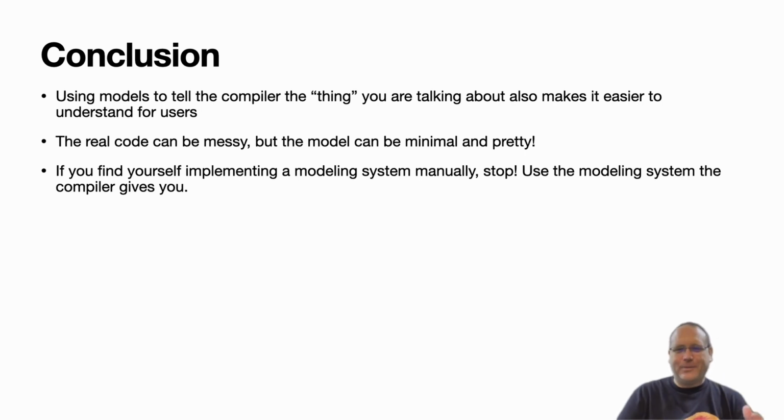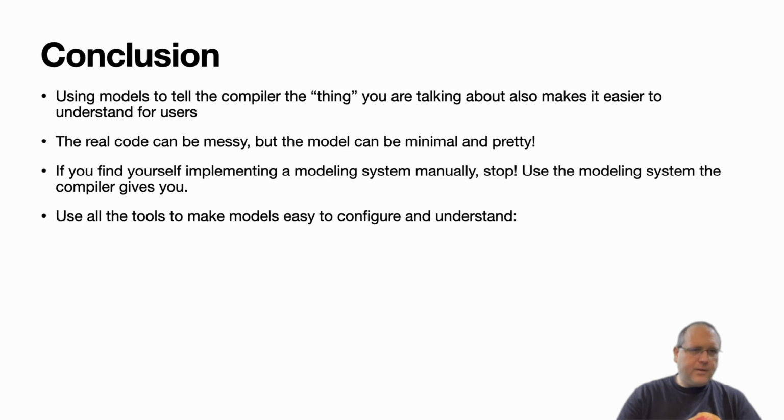If you find yourself implementing a model system manually, stop. D already has modeling systems: structs, classes, interfaces. Use the modeling system that the compiler gives you. It's actually really, really nice. And there's no reason to avoid having the compiler check all this stuff for you, right? So, for instance, the getopt thing. And finally, use all the tools to make models easy to configure and understand. And those tools are introspection, user-defined attributes, and opDispatch, one of my favorite things.